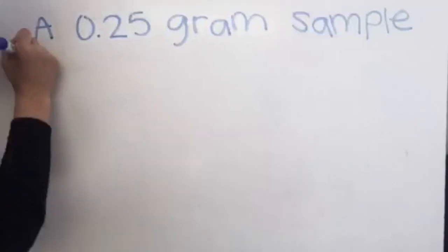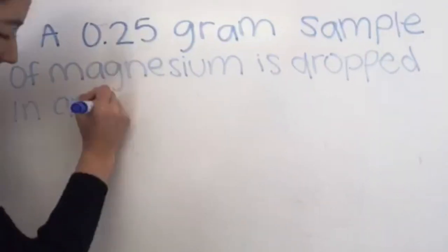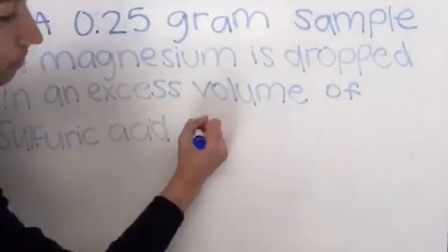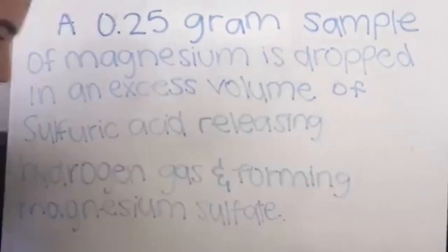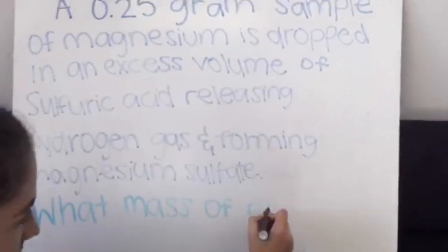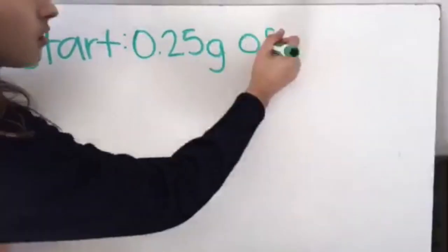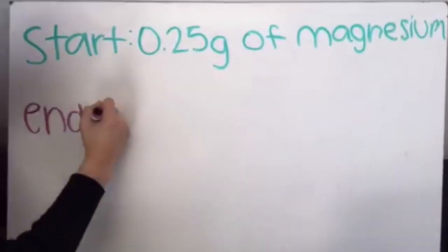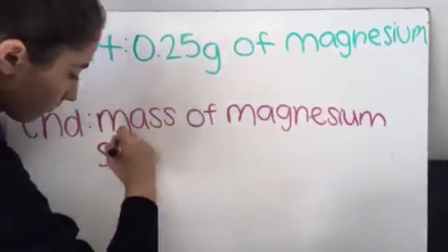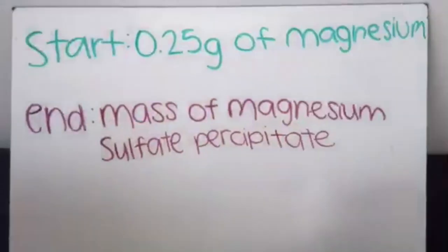The problem we're going to be working out is: a 0.25 gram sample of magnesium is dropped in an excess volume of sulfuric acid, releasing hydrogen gas and forming magnesium sulfate. What mass of precipitate will form? We start this equation with 0.25 grams of magnesium and finish it with the mass of magnesium sulfate precipitate.